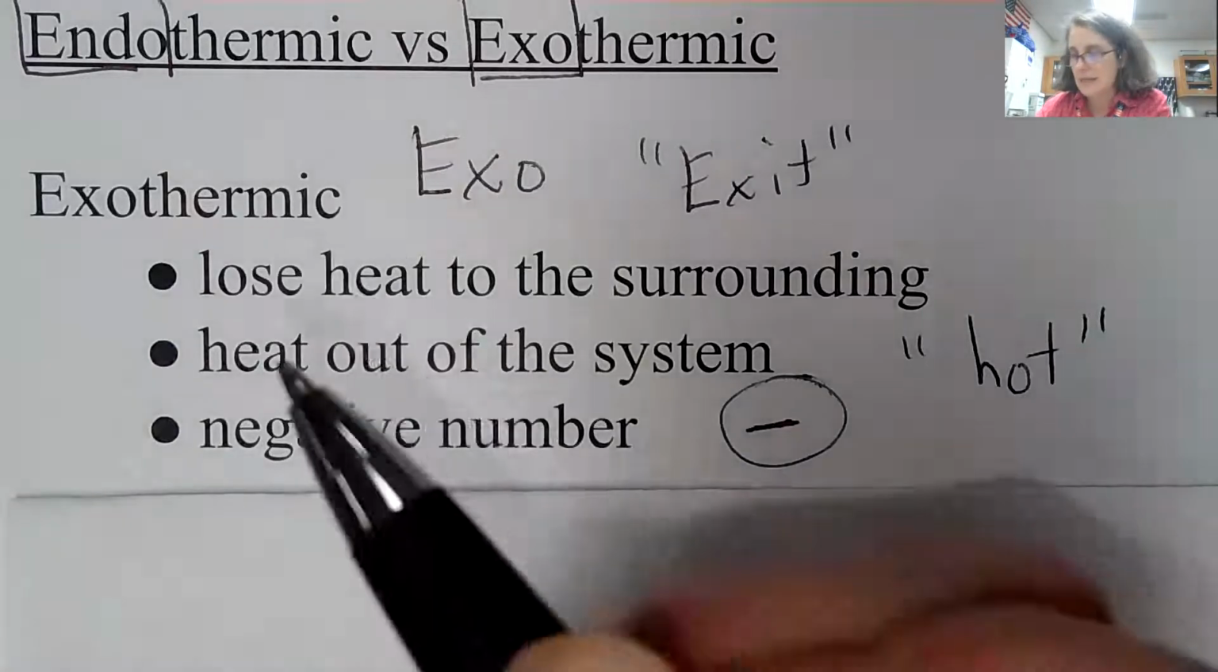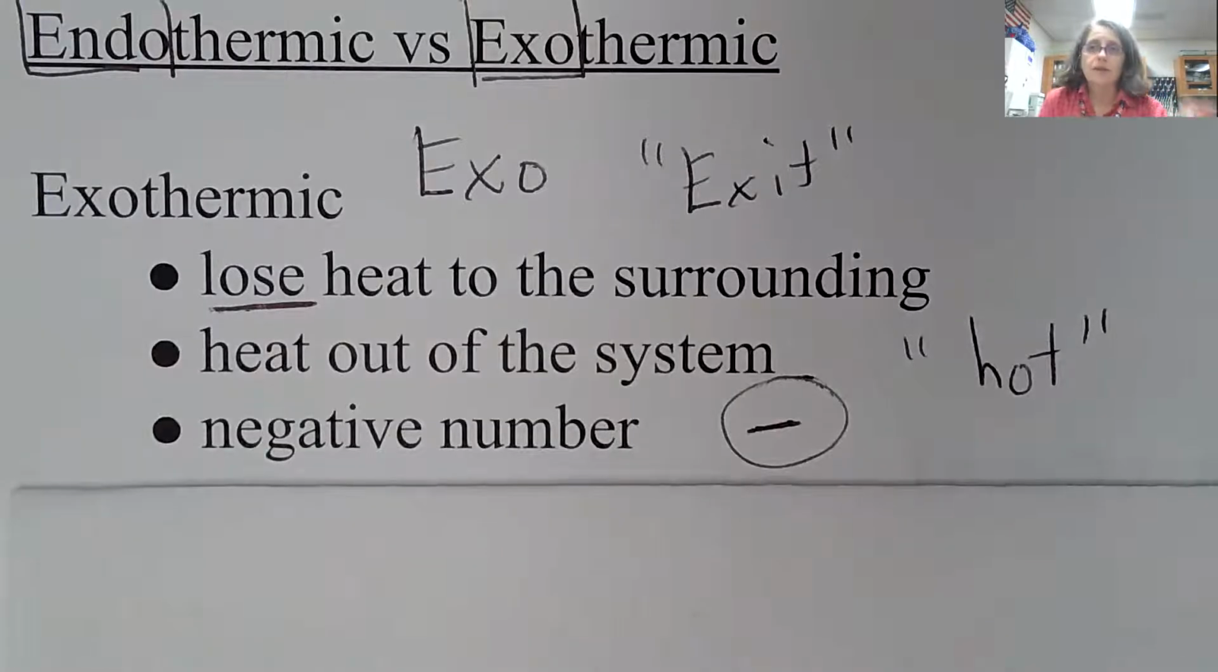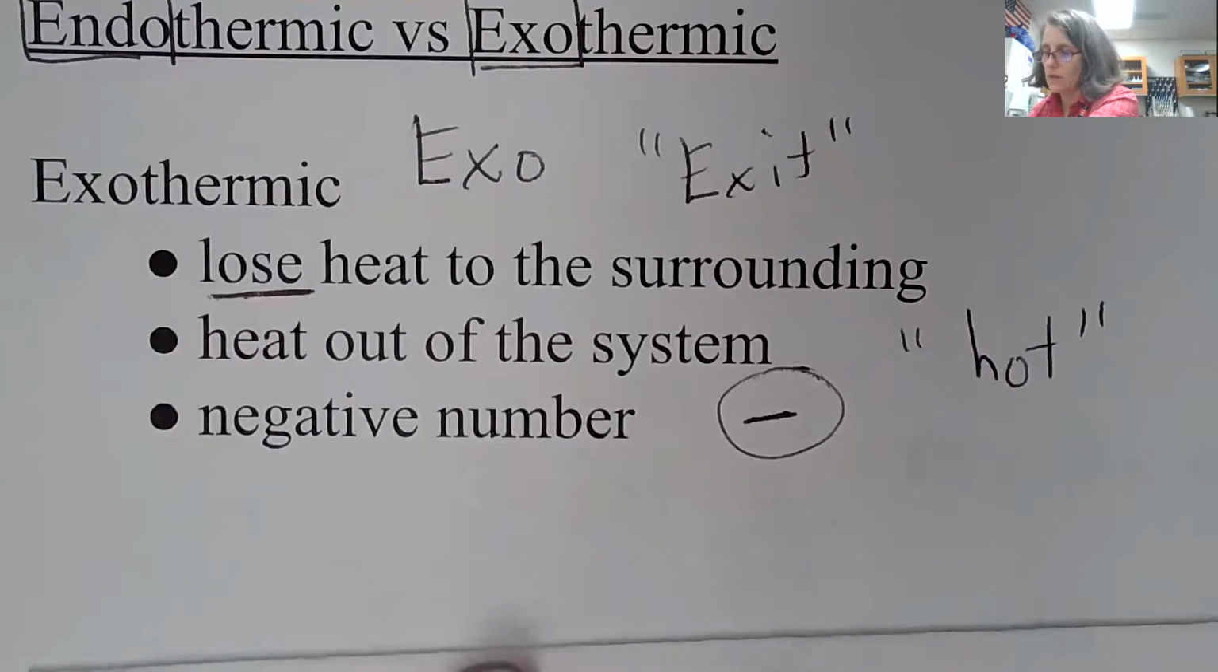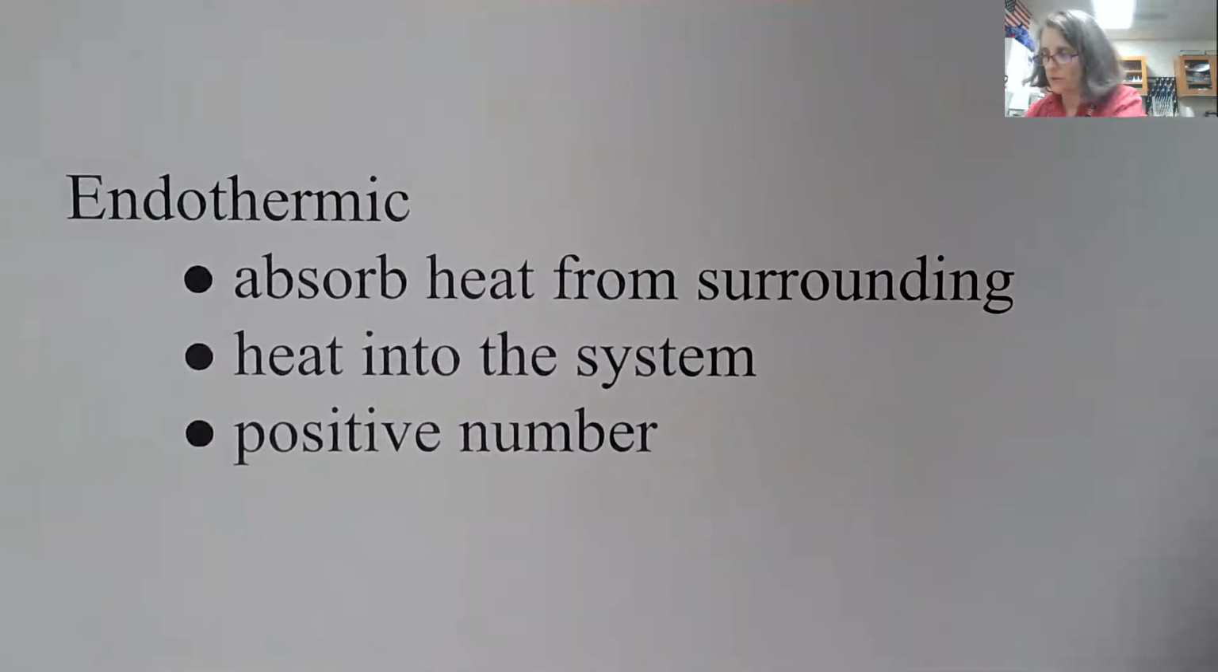So losing heat, again, loss or losing is going to be a negative thing in chemistry. Exothermics are far easier to understand than the opposite. So if you know this one, the other one is the exact opposite. That is what we call endothermic. That's what we call endothermic.